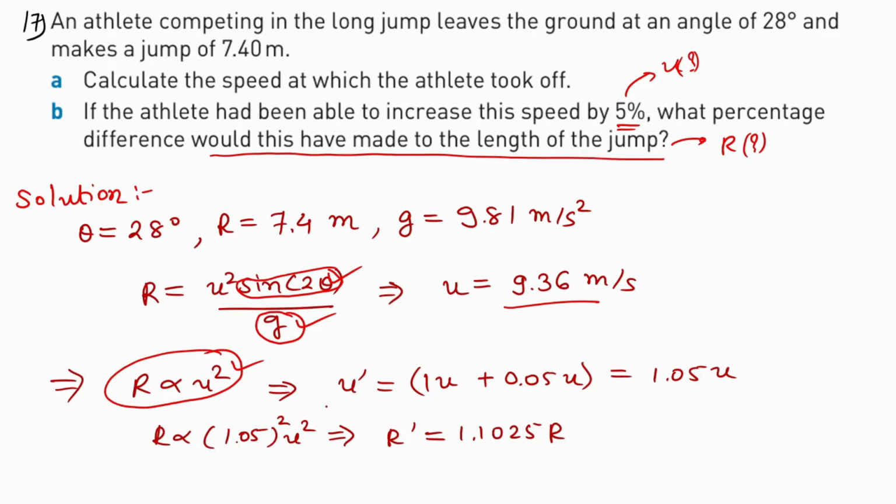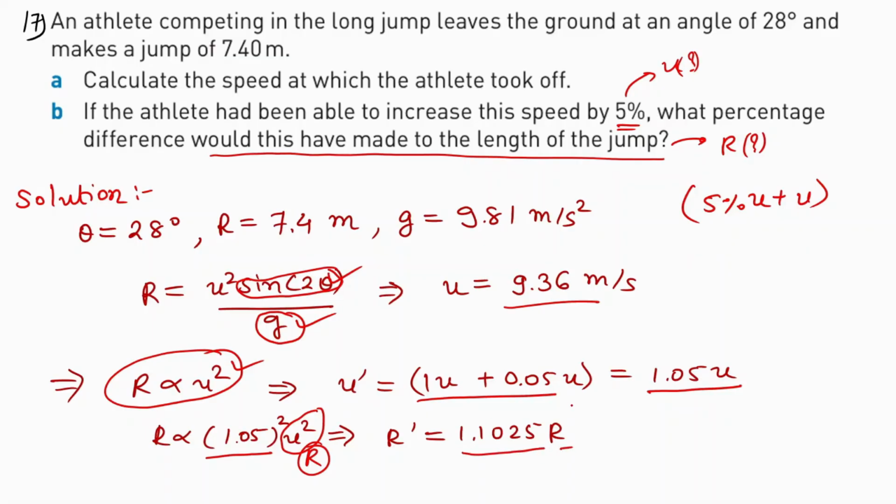So we have a change: U dash is 5% of U plus U, I write here like this. The final velocity is 1.05 times U. Put the values over here and you will get 1.05 square U square. We already know what U square is, so here I write only R. The square of this quantity multiplied into R.